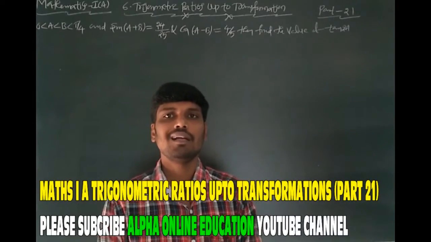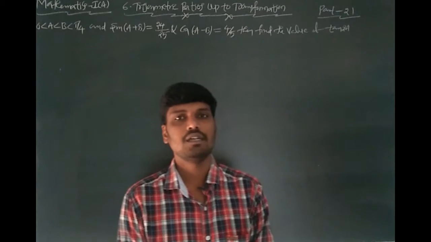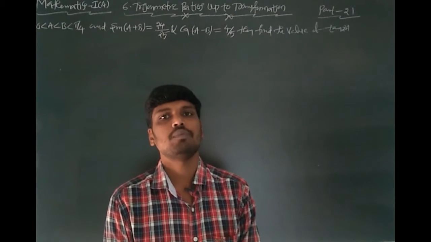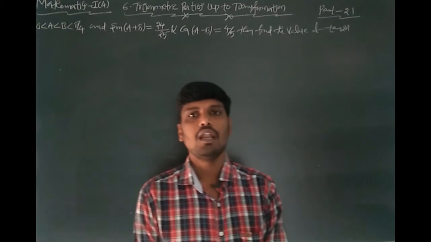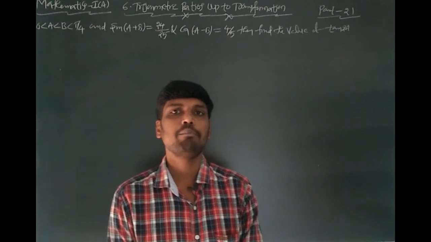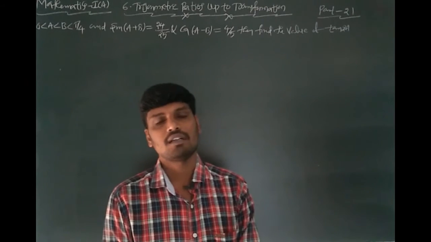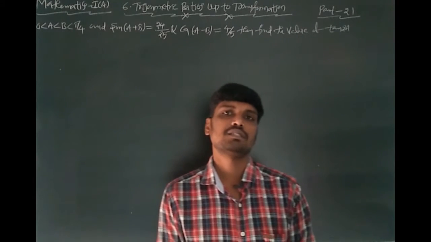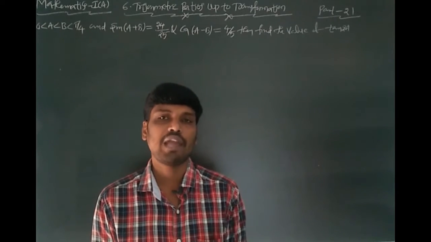Sixth chapter, trigonometric ratios up to transformation. This chapter belongs to Mathematics 1A part 21. The last part was completed with 2-mark problems, sometimes coming to the 4-mark problems. Today we discuss once again a 4-mark problem on component angles.